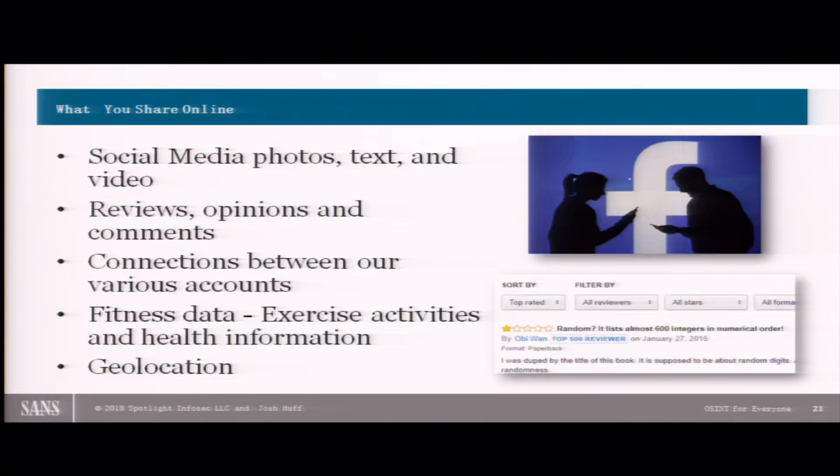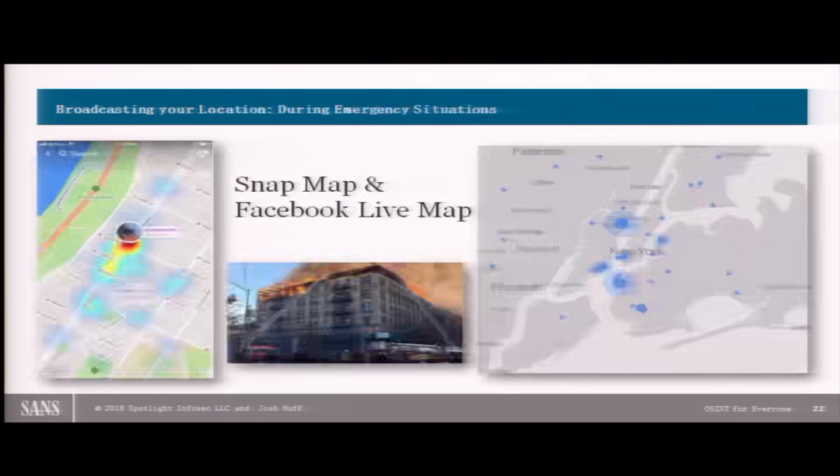There's things online like reviews for restaurants and things like that. Those last a really long time. I'll look up certain targets and find out where their favorite restaurant was like 7 or 8 years ago, because they went on Yelp and were dropping reviews left and right. Again, connections between your various accounts, fitness data, all that kind of stuff is all out there. We'll dig into a few of those more in depth.